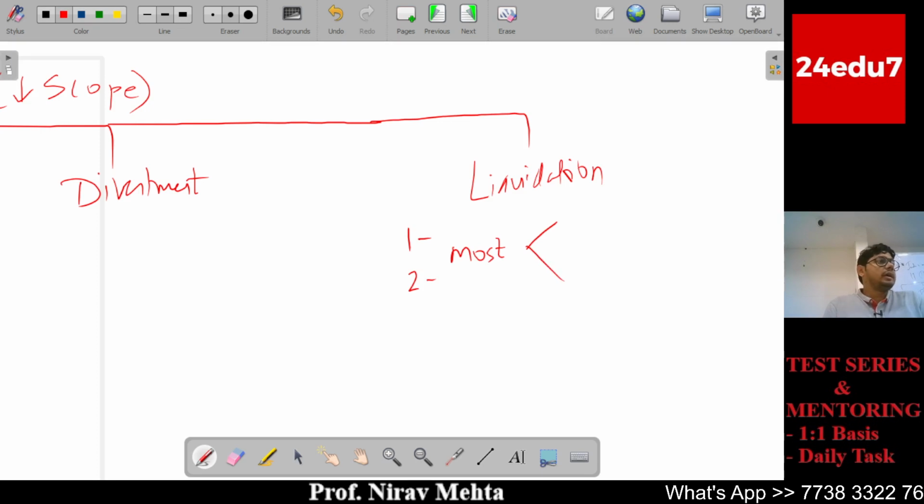Most extreme, most extreme, because no one likes to go to liquidation strategy. Most extreme, most unattractive is liquidation.